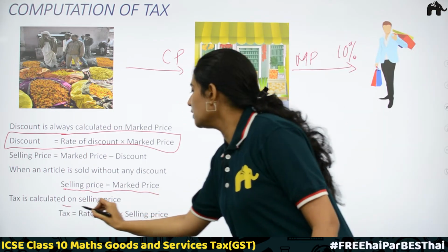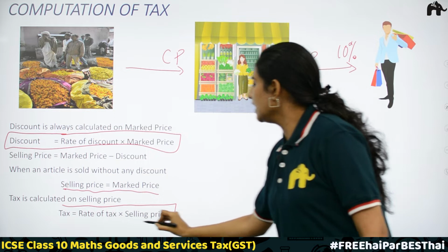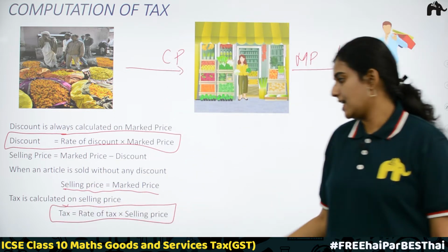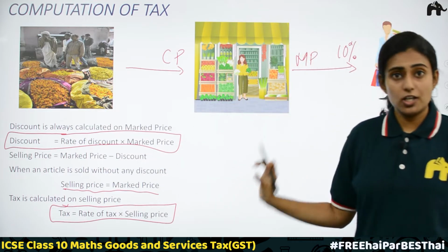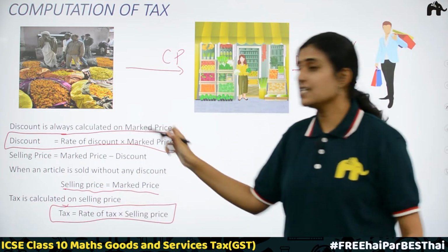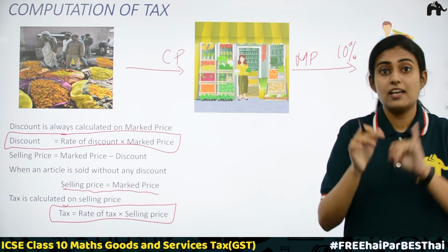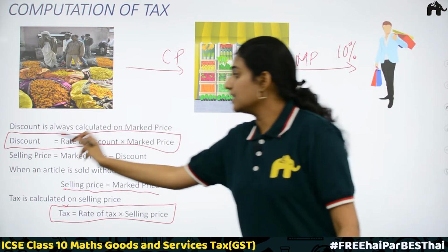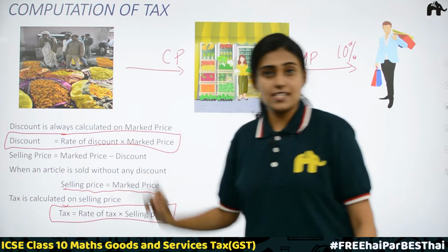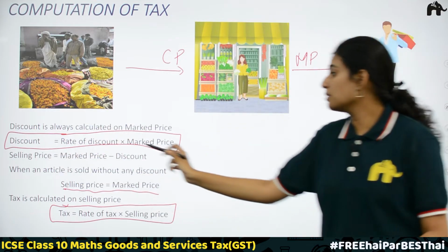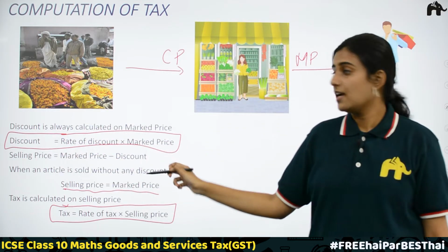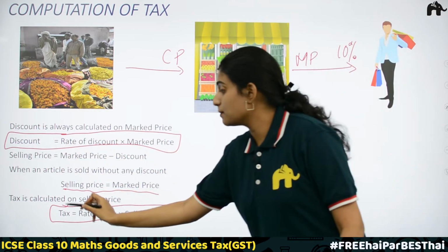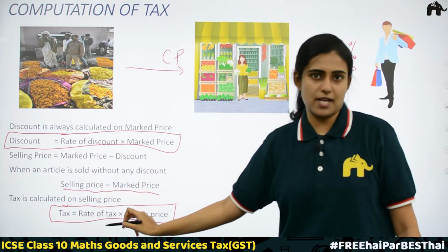Tax is equal to rate of tax into selling price. When you do many problems, you will understand this. So, in order to find tax, we need to first find discount. When marked price is given, we find the discount first. After finding discount, selling price is calculated. Selling price we know is marked price minus discount. After getting selling price, only then you can calculate the tax because tax depends on the selling price.